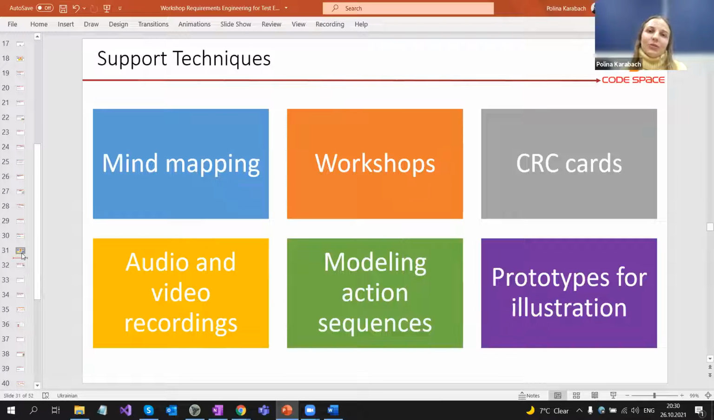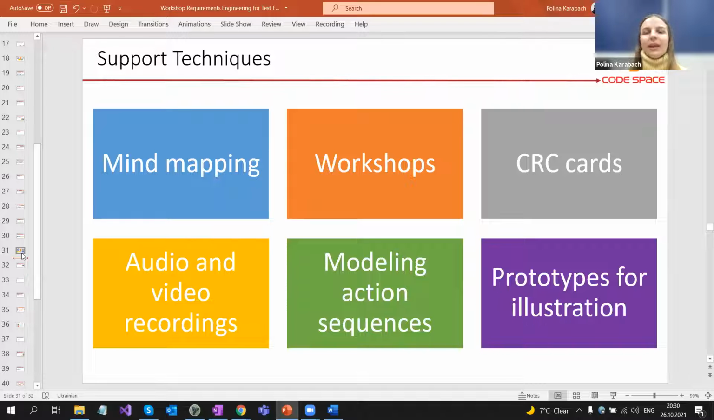Audio and video recordings can be used together with any other technique, usually when, for example, we do the field observation, or maybe during some interviewing sessions, with the permission of the users, of course. They can help us go back to what we were discussing and process it more in-depth, because during the meeting itself or the field observation, we may not notice or hear or document some small details that will actually matter.